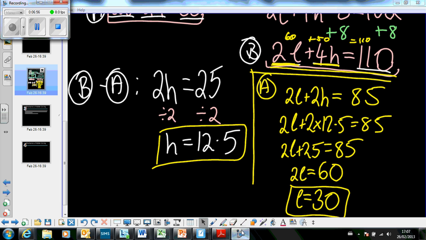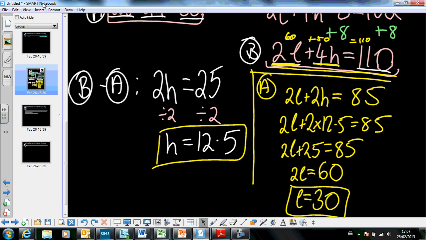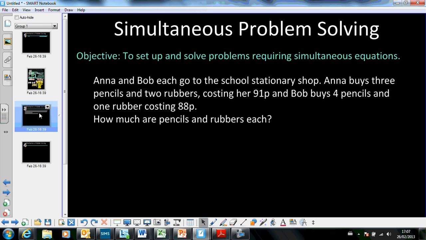Okay, I don't want this to be quite as long as the last one, so I'm not going to go through the second question, but I'm going to ask you to have a go at just setting up the equations that need to go before we can solve this problem simultaneously. So Anna and Bob each go to the school stationery shop. Anna buys 3 pencils and 2 rubbers, costing her 91 pence, and Bob buys 4 pencils and 1 rubber, costing 88 pence. How much are pencils and rubbers each?